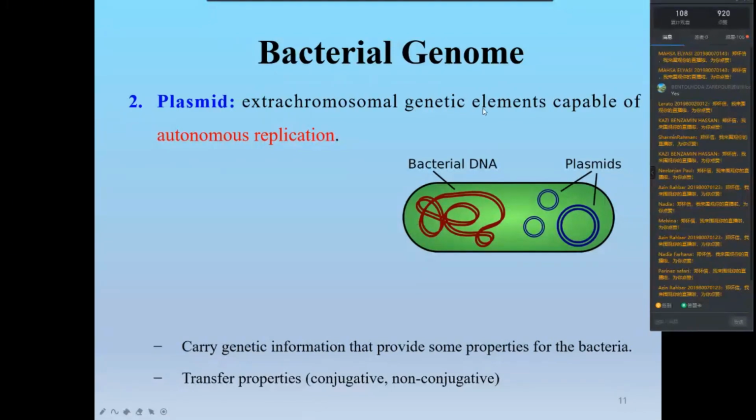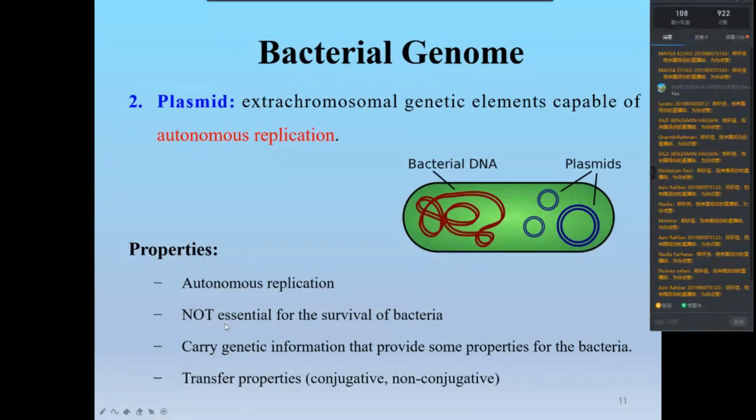And they are also genetic elements. They are also DNA molecules. And they can replicate by themselves, capable of autonomous replication. So they can split and duplicate themselves in the cell to make a lot of copies. So these are the plasmids. Properties of plasmid. First, they can replicate autonomously. Second, plasmids are not essential for survival of bacteria.